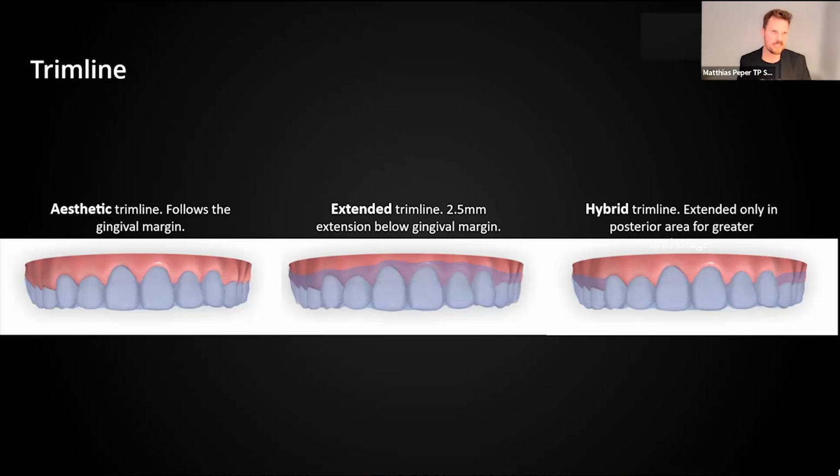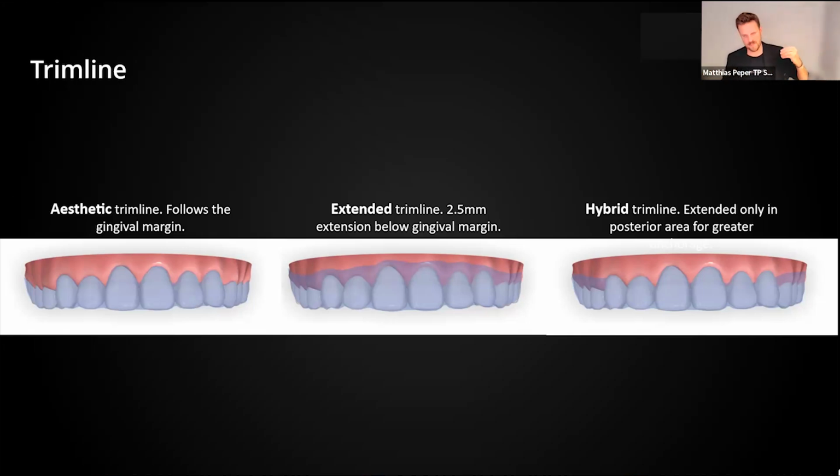Some doctors, especially if we have a huge amount of retraction and palatal root torque of upper anteriors, they like to use the extended trim line. So they have the extension below the gingiva margin to have more anchorage for this retraction movement. Some doctors like the hybrid trim line, so they have more anchorage in the posterior area, but they still have the aesthetic trim line in the anteriors.